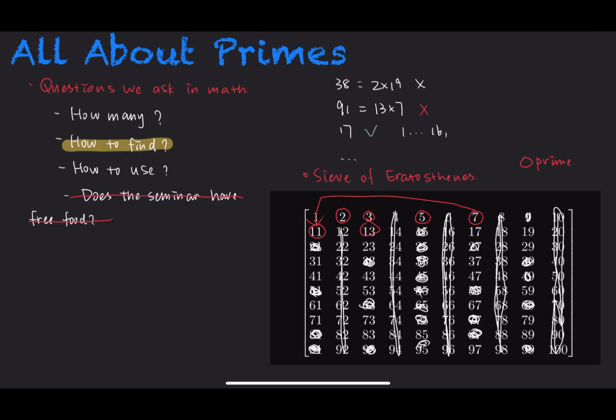Then we have 61 and 67, 71, 79, 83, wait, I missed 85, don't worry. And we have 89 and 97. So those in the red circles are all our primes from 1 to 100, found using the method of the sieve of Eratosthenes.